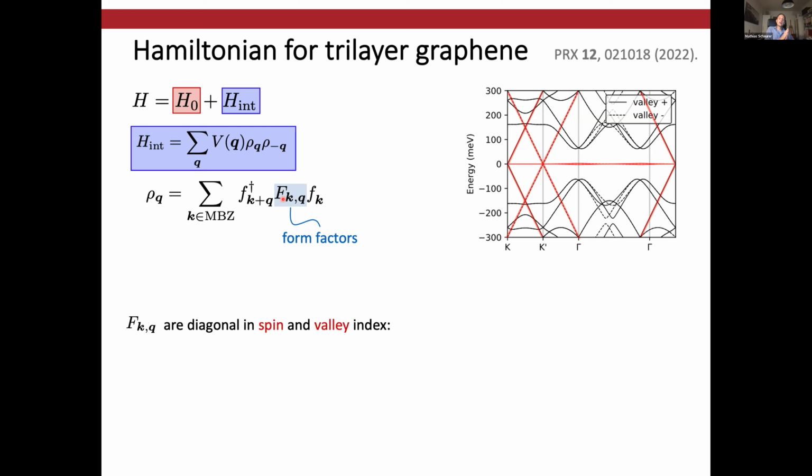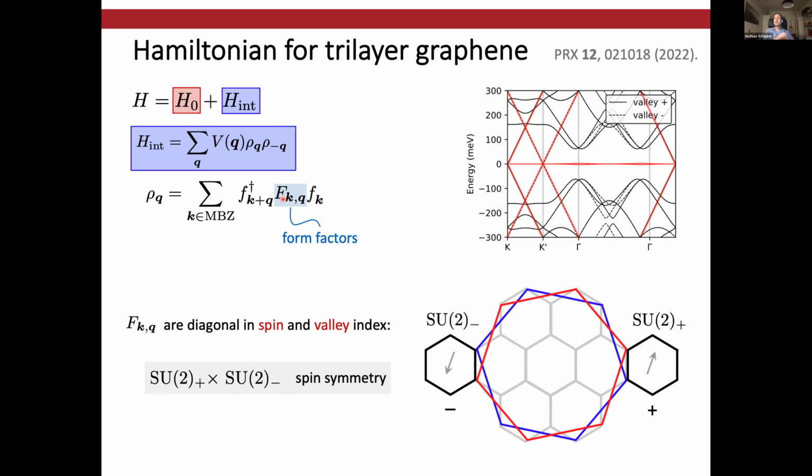And since, as I said before, valley is a good quantum number of the band structure, they will also be diagonal in valley space. And if you work out the details, we'll see that this leads to an enhanced spin symmetry, which I denote by SU2 plus cross SU2 minus. It's simply the independent spin rotation in the two valleys.